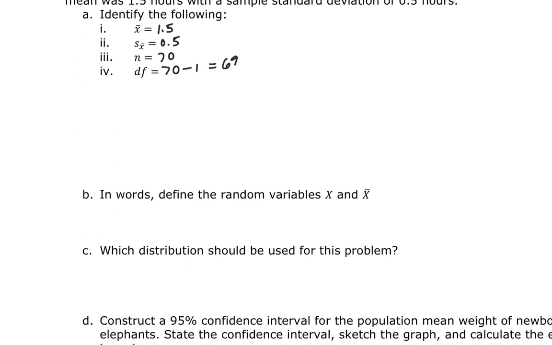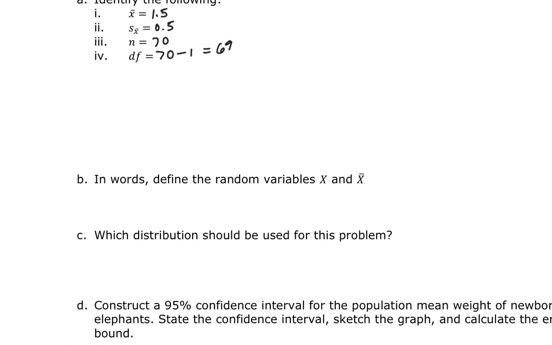In words, define what the random variable capital X is, and X-bar. Well, capital X, the random variable, is the expected wait time in an emergency room for this particular hospital. X-bar would be the expected wait time for the sample at this particular hospital before the patient is being seen. Which distribution? Well, we know this is the student T, because we don't have sigma. So student T.